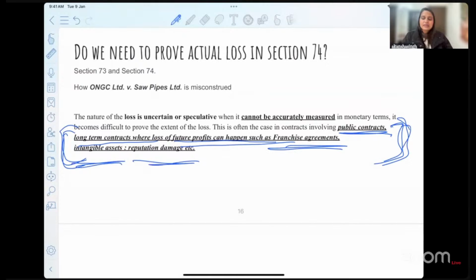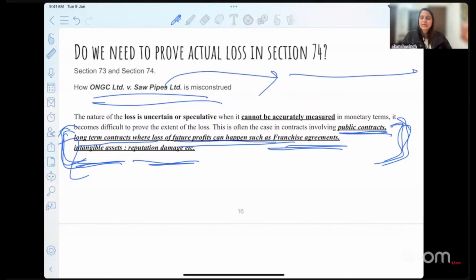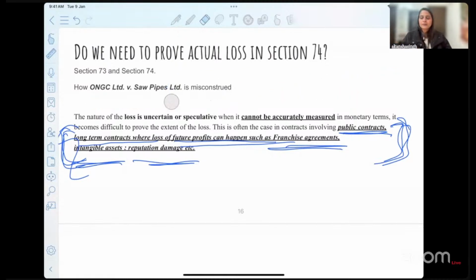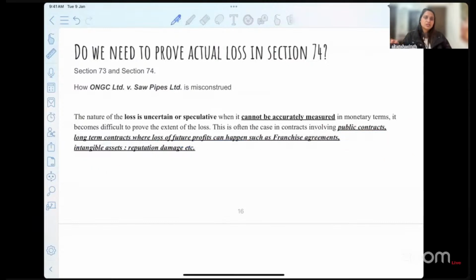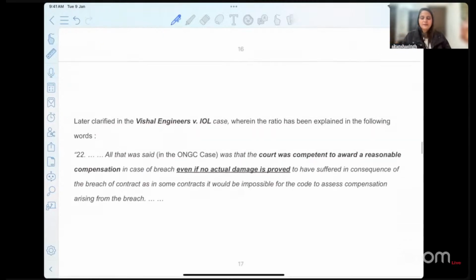These can be certain examples, let's say, ONGC versus Saw Pipes. The pipes were to be used by the public, and you did not know how many people would have benefited by this particular transaction, so you really cannot give actual loss or damage to the court. Therein, the court will stick to the amount mentioned in your agreement. So that is why section 74 doesn't need any changes. It has been rightly codified. It's just that you have to read it in the context of these judgments, ONGC versus Saw Pipes and Molla Baksh, and other judgments that we have mentioned over here.